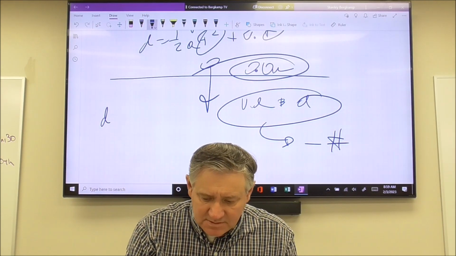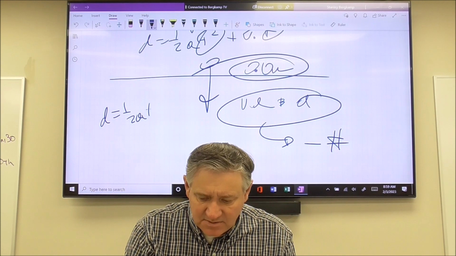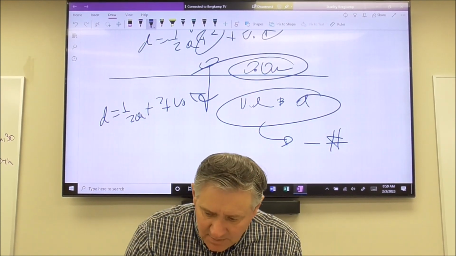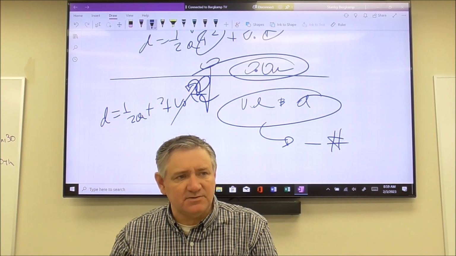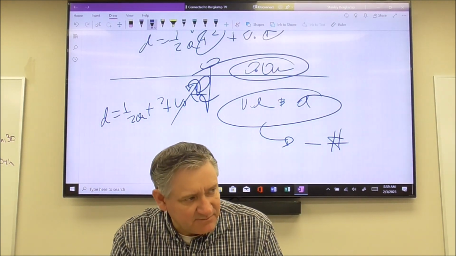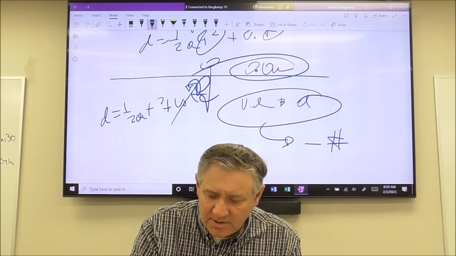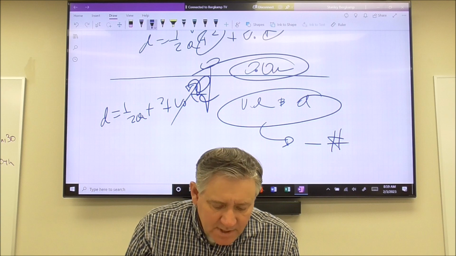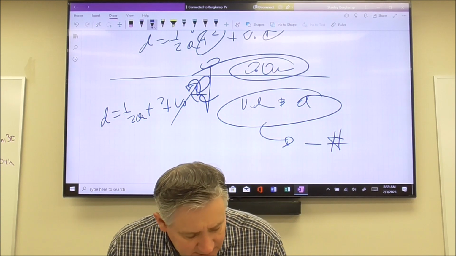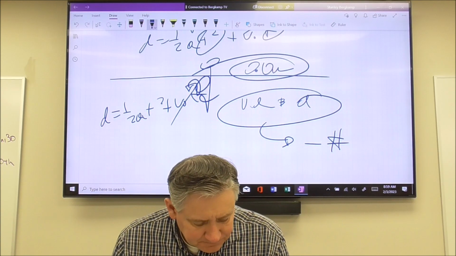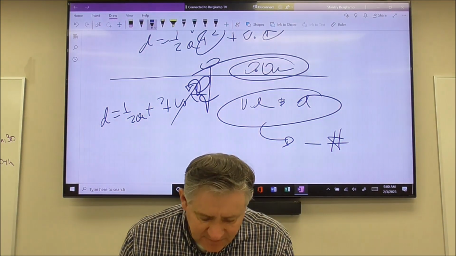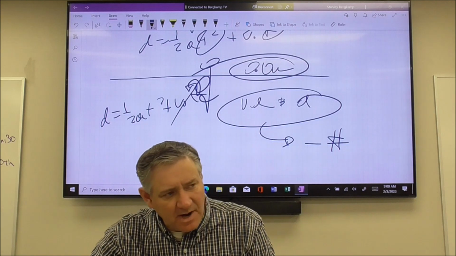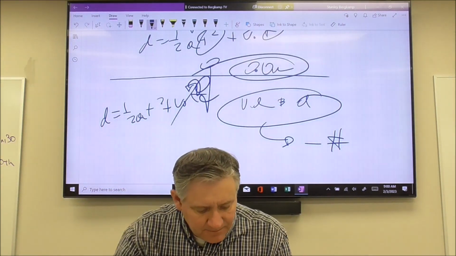So you can use distance equals 1/2 at squared plus v naught time. You're going to drop it. Your initial velocity is 0. You're going to have an acceleration of negative 9.8 meters per second squared. Plug in 1, 2, 3, 4. There you go. Okay, when you get to number 10, cannonball is fired straight up, initial velocity 24.6, calculate the maximum height. When you see maximum height, velocity is going to be 0.